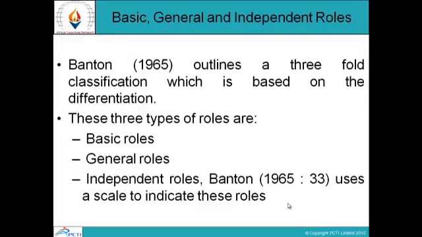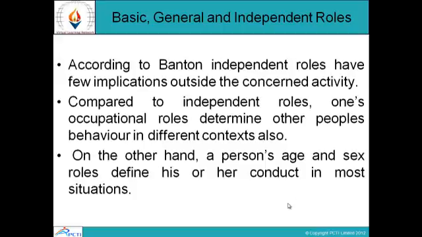Basic, general and independent roles. Banton 1965 outlines a threefold classification which is based on differentiation. These three types of roles are basic roles, general roles, as well as independent roles, which uses a scale to indicate.